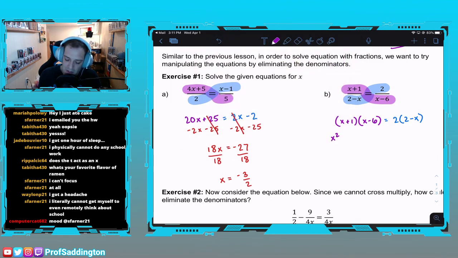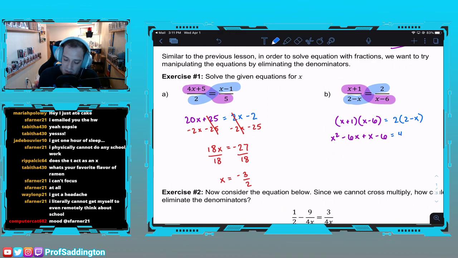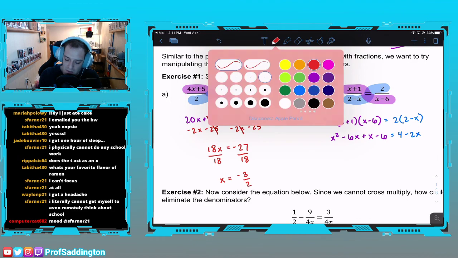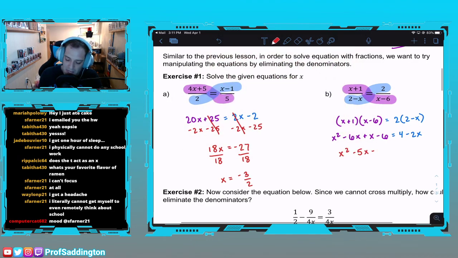If you double distribute, you'll have x squared minus 6x, I'm sorry, it's a negative 6, plus x minus 6. And that's all equal to 4 minus 2x. We'll combine like terms, and we're going to have x squared minus 5x minus 6 is equal to 4 minus 2x.